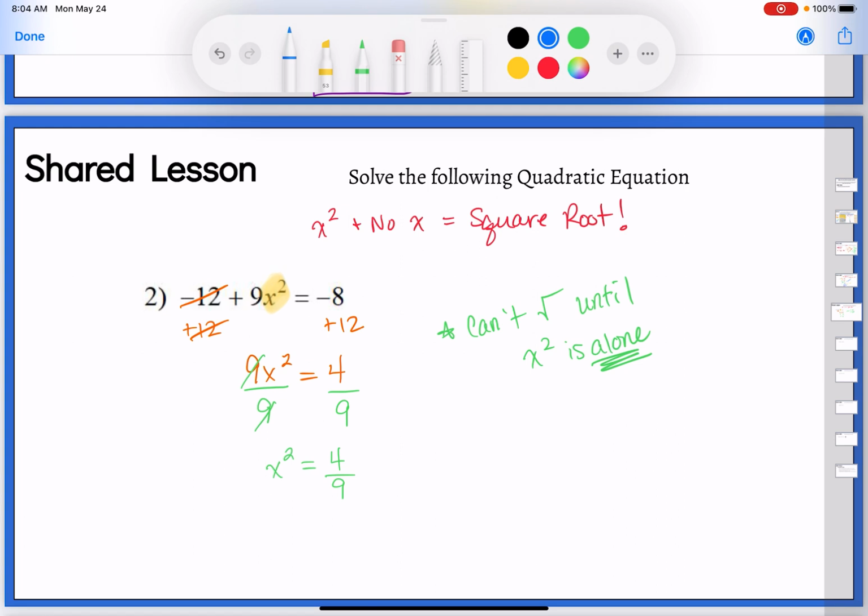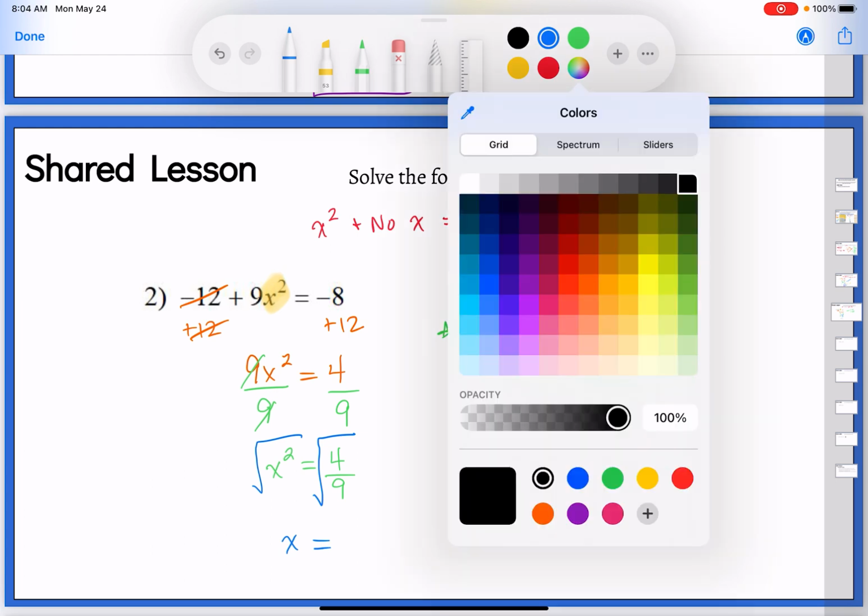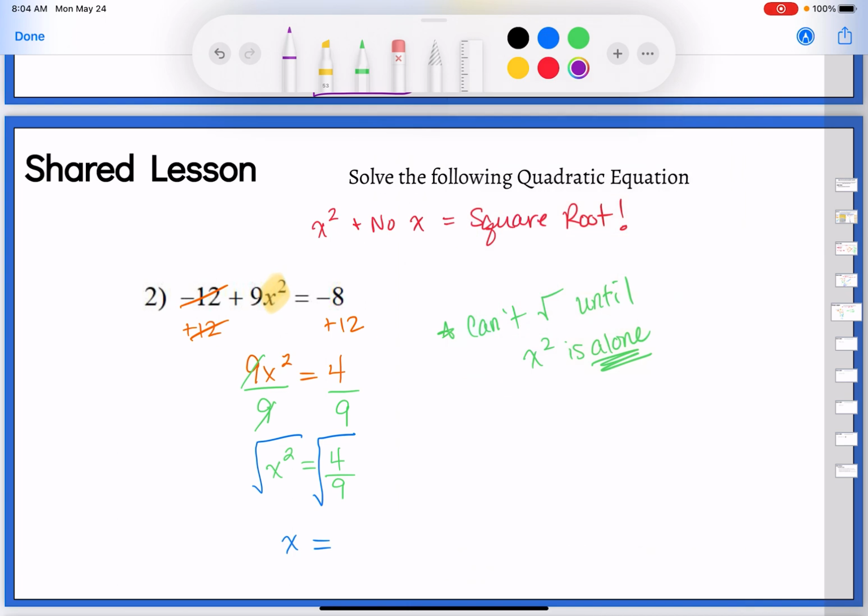Now the x squared is alone, so now I can take my square roots of both sides, right? Square root and squared cancel each other out, so I get x on this side. Now, what times itself gives me 4 over 9? Well, you can always think of this, right? This is the same thing as the square root of 4 over the square root of 9. So what times itself gives me 4? Okay, 2. What times itself gives me 9? 3. So it could be 2 over 3, or it could be negative 2 over 3, right?